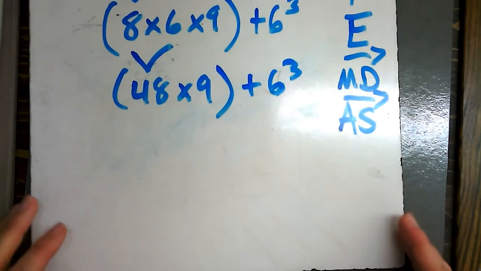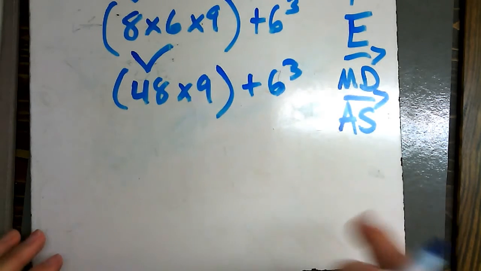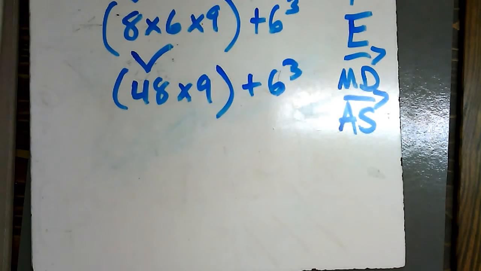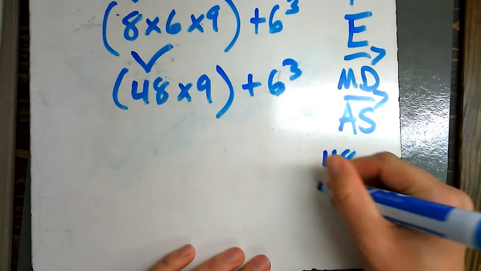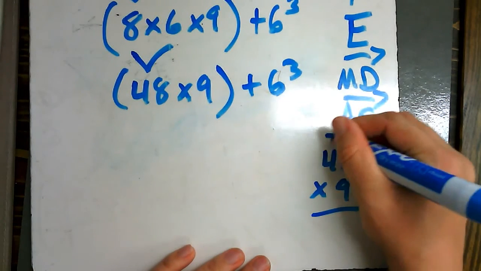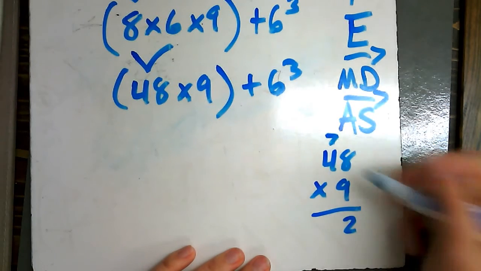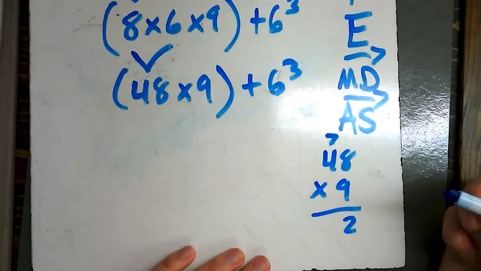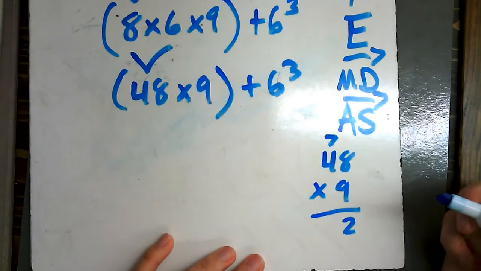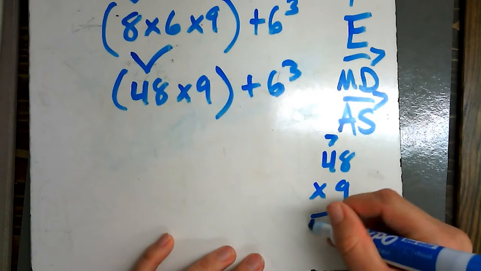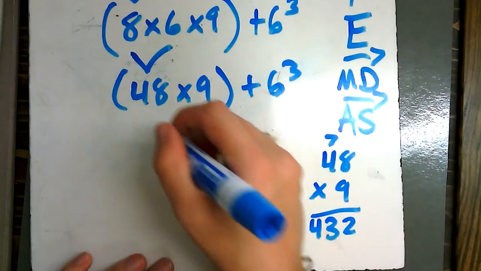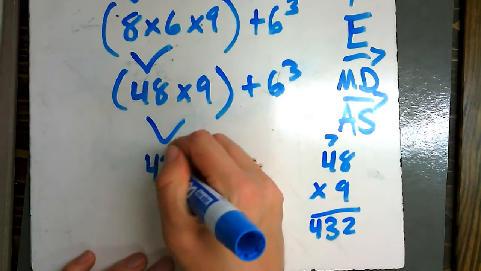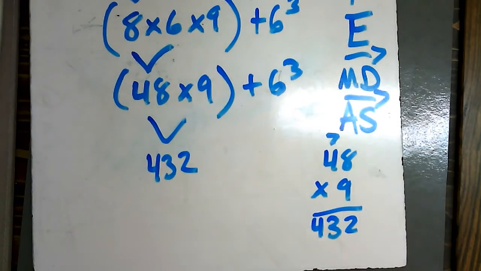Now we're getting into some big numbers. I like that though. I like a good challenge. Still need those parentheses. So now I've got to do 48 times 9. I don't know what 48 times 9 is off the top of my head, so I'm going to come over here and solve it out. 48 times 9. 9 times 8 is 72. 9 times 4 is 36 plus 7, 36, 37, 38, 39, 40, 41, 42, 43. 432 is the answer to the parentheses. And I don't need to bring those parentheses down because I've now solved it out.